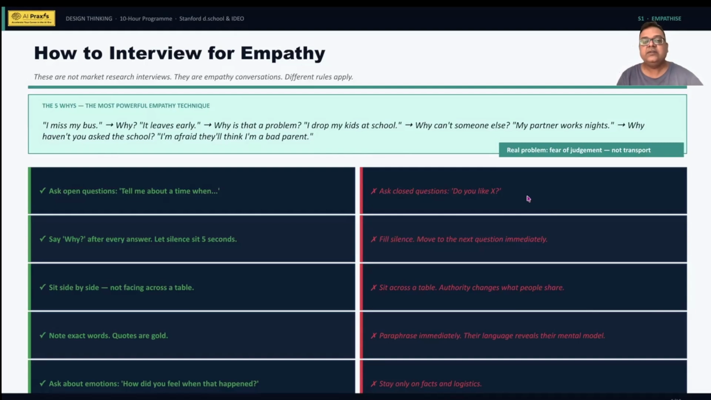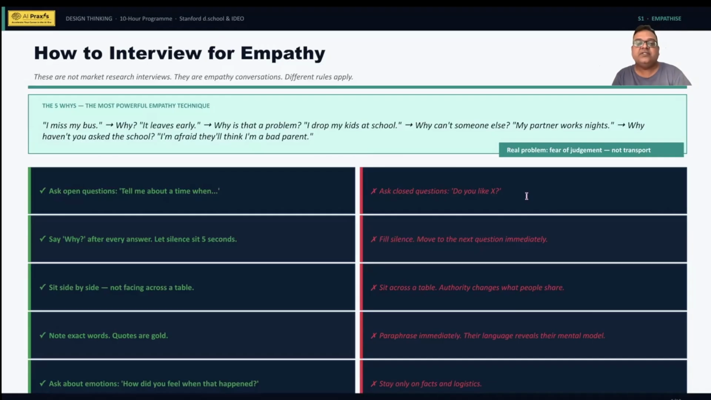Interesting, right? So let's keep going. Why haven't you arranged something with the school? The answer becomes, I'm worried about what they will think. Now we are getting somewhere. One final question. Why does that worry you? The answer is, I'm afraid they'll think I'm a bad parent. Now compare the first answer with the final answer. We started with, I miss my bus, but we ended with, I'm afraid people will judge me as a bad parent. And those two are completely different problems.